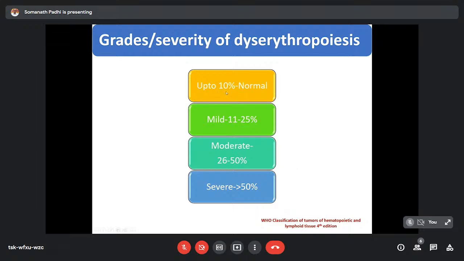up to 10%, as I mentioned, that at least 10% morphological features of dysplasia should be considered significant, but up to 10% is considered normal, while 11 to 25% is considered as mild, whereas 26 to 50% is known as moderate, and more than 50% of dysplasia is called a severe degree of dysplasia.